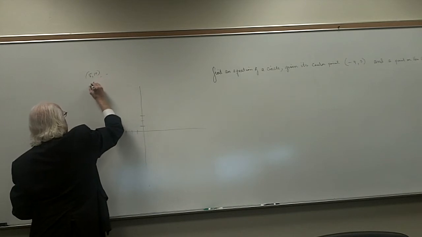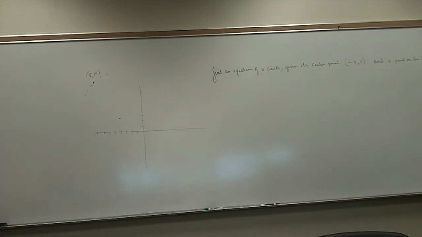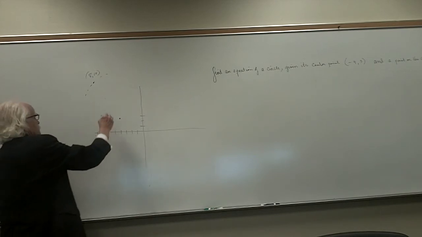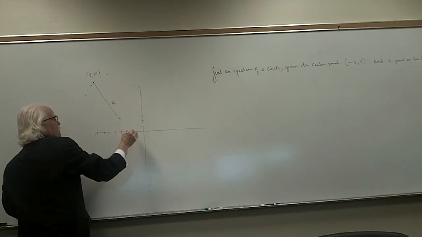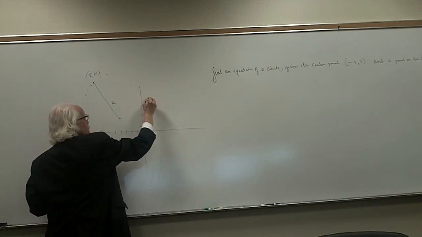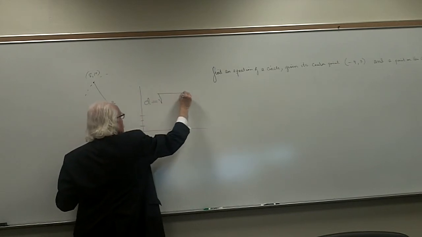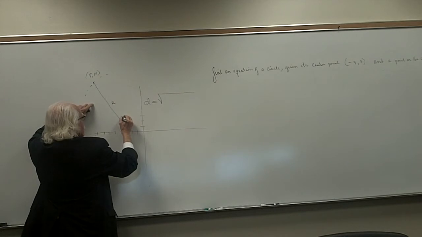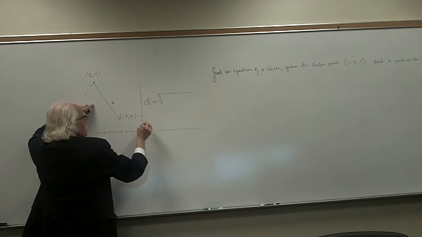Remember now, that point is over the circle, right? So this would be the radius. That would be the radius right there. So you have to get the radius, which is the distance between the 2 points. This point is minus 4, comma 3.